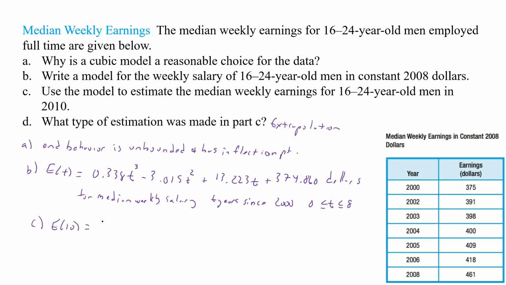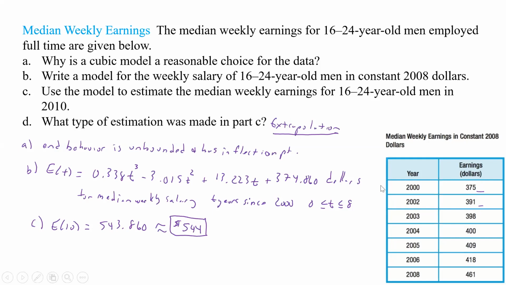We said that was 543.860. Now, notice we don't have any pennies or anything in the table. So I'm going to say that's approximately $544. We have to remember units on tables. That's going to be our units in this value here. And then D, well, we already did D. It's an extrapolation. Okay, so that's how I would do this problem.